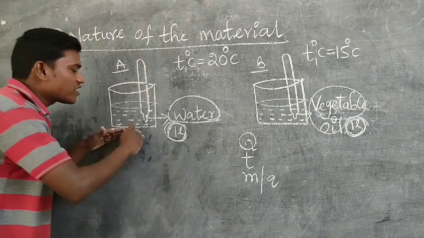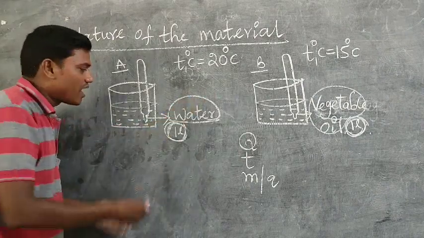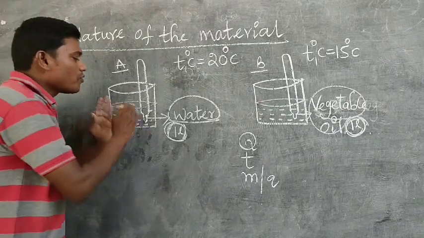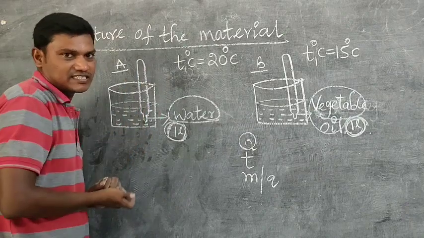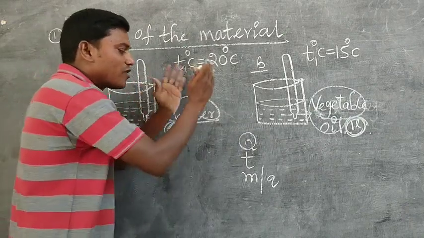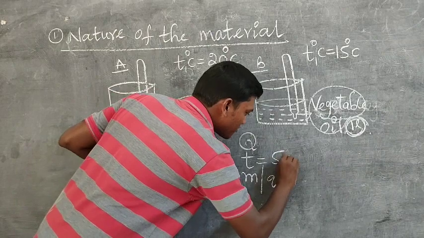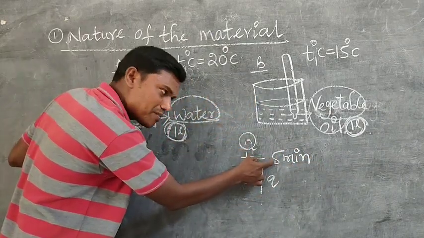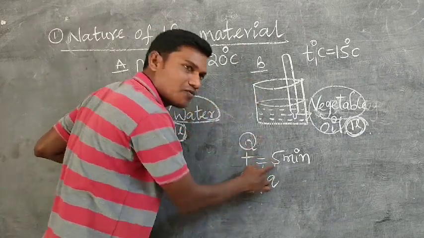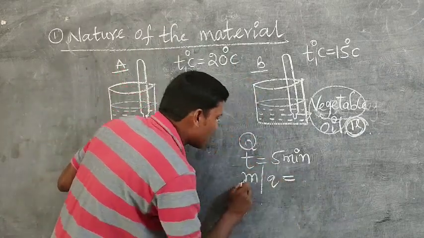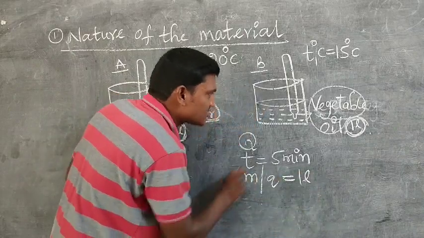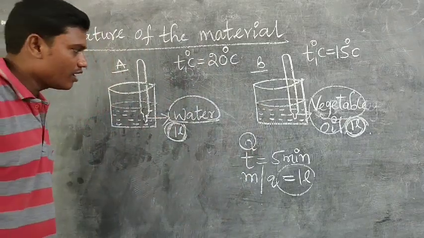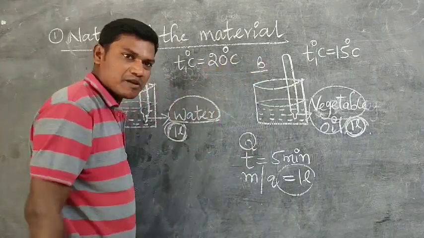Now, after keeping them over the gas flame, they are gently heated at the lower flame. We heat vessels A and B, or pans, for 5 minutes. What is the time here? Vessel A is heated for 5 minutes, and vessel B is also heated for 5 minutes. What is the mass of the water? 1 liter. And what is the mass of the oil? 1 liter. That is also constant. Now both are kept on the same flame.